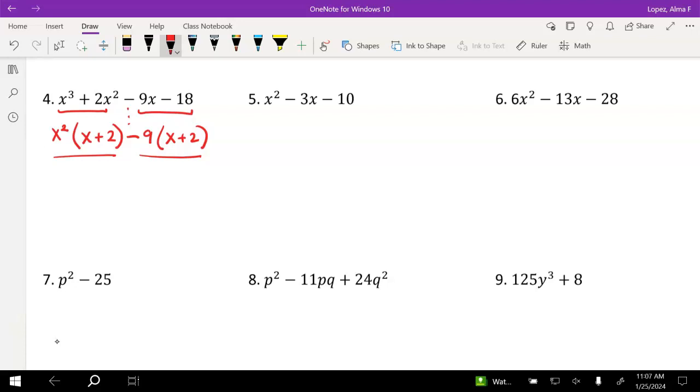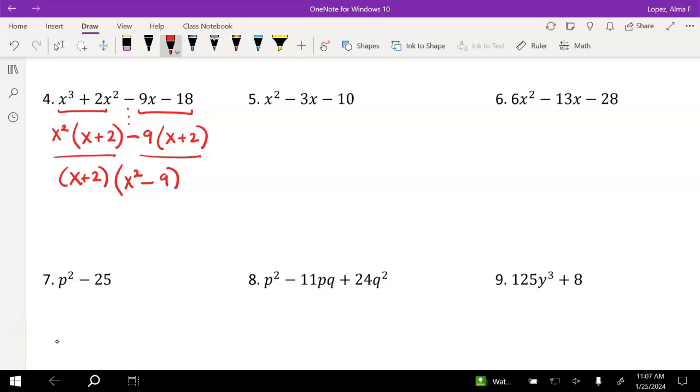Now we're down to two pieces. Those two pieces have an x plus 2 in common, so I'm going to open up my leftover parentheses. When I factor the x plus 2 out of the first term, it's going to leave behind an x squared. When I factor the x plus 2 out of the second term, it's going to leave behind a minus 9. Now, step 3 in our factoring strategy is that you should always look at your final factors to see if they factor further.